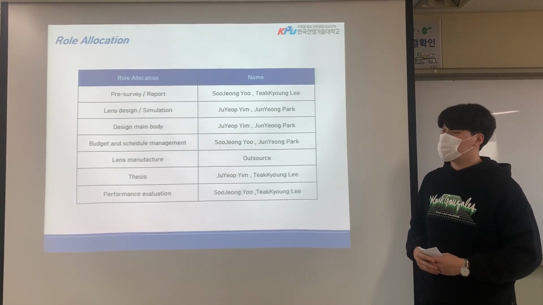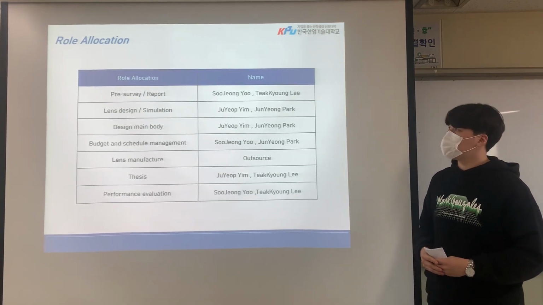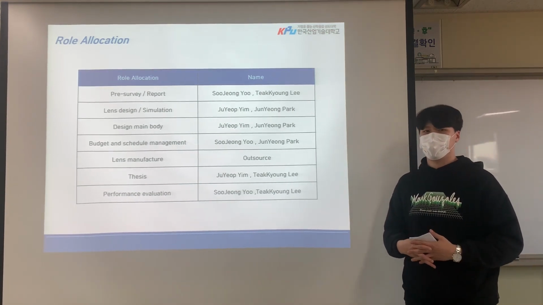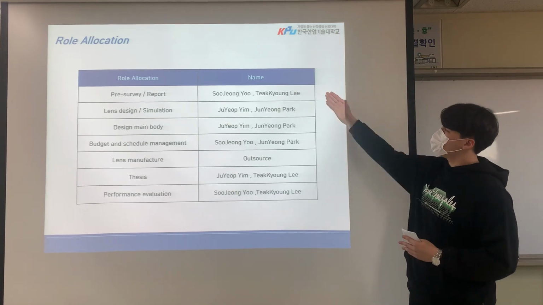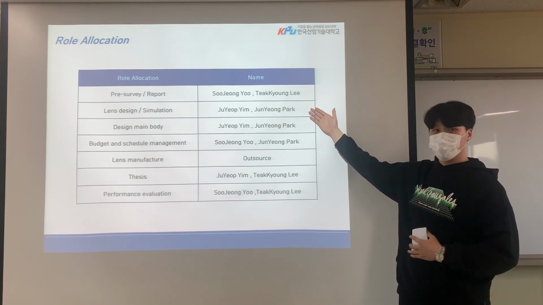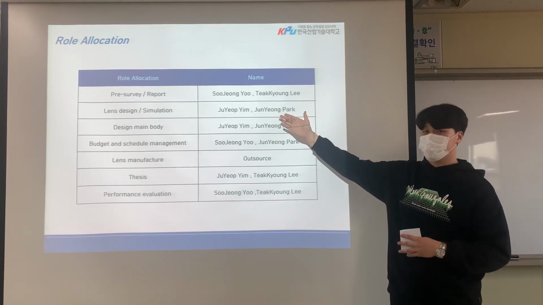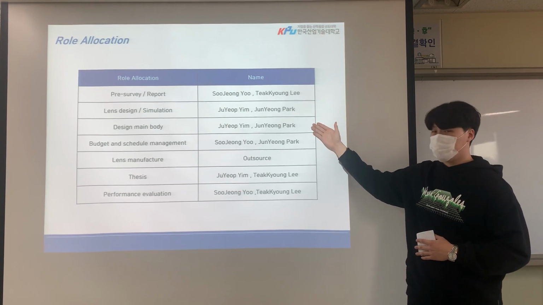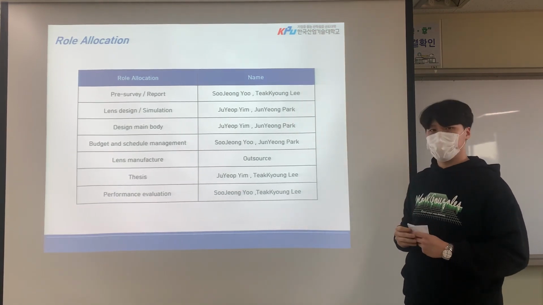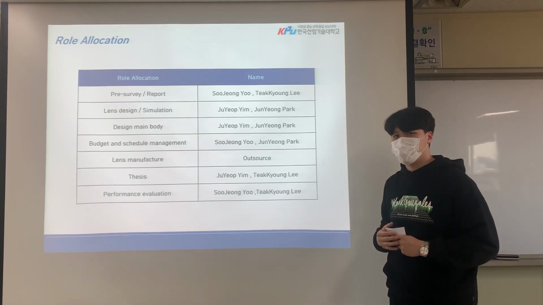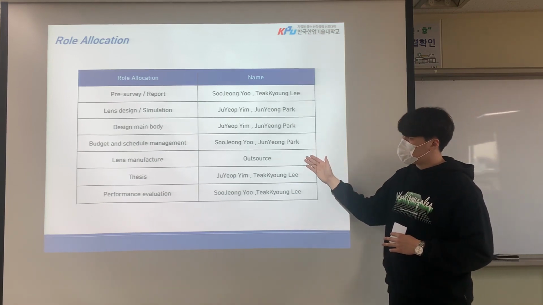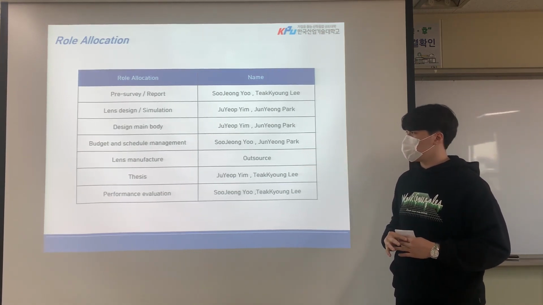Finally, our team divided the roles so that everyone does their best in their respective roles and works efficiently, as you can see in the table. Soo-jung Yoo and Taekyung Ri handle the pre-survey and report writing, and Joo Bim and Junyoung Park handle lens design and simulation. Joo Bim and Junyoung Park design the appearance and production. Also, budget and schedule management are handled by Soo-jung Yoo and Junyoung Park. And the production of the lens will be outsourced.